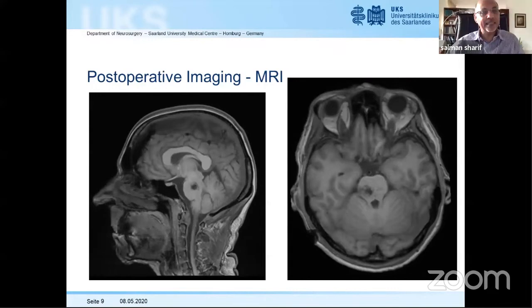The question is from Seema Sharafat: could we have treated this conservatively? Well, there are always two sides. If you have another hemorrhage, it's very unlikely that this patient will stay with her mild symptoms. So probably she would have much more symptoms.